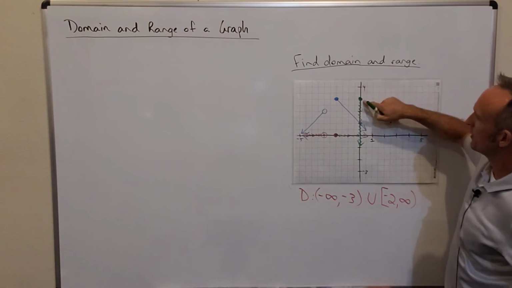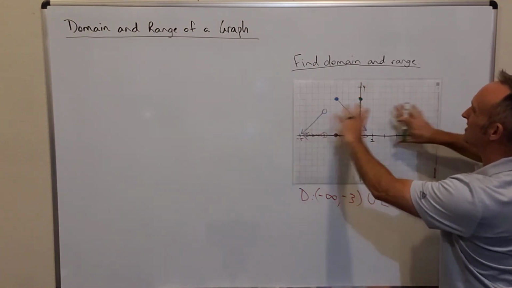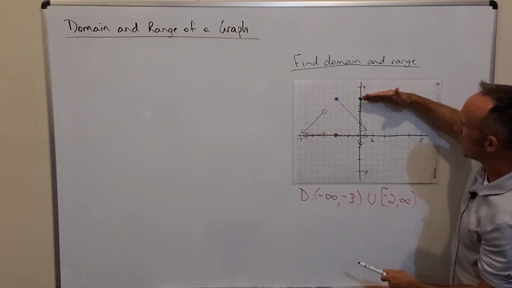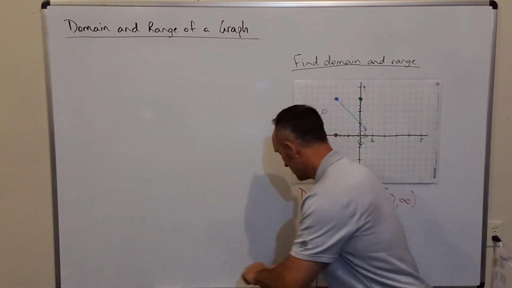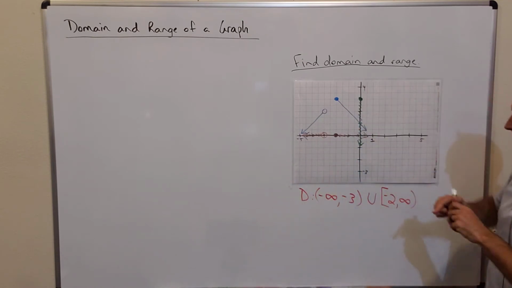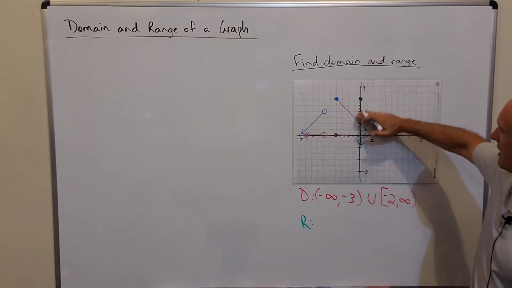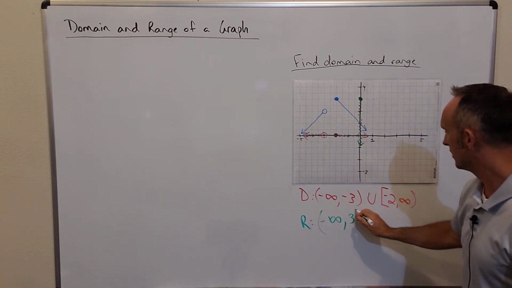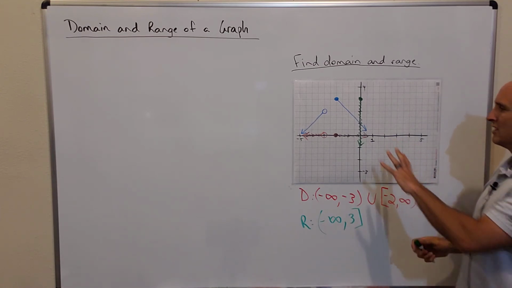So I know 3 is shaded. But then if I look past 3, no piece of my graph goes above 3 in the y direction. So my range stops right there at 3 with this closed circle. So now my range is this simple interval, one interval in this case. So my range goes from negative infinity up to 3, including 3. So that's the domain and range of this kind of strange function.